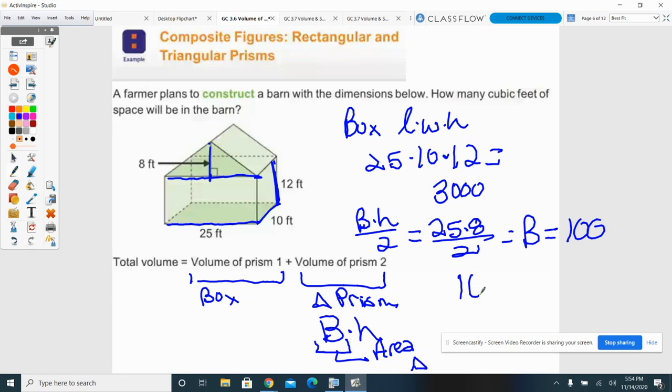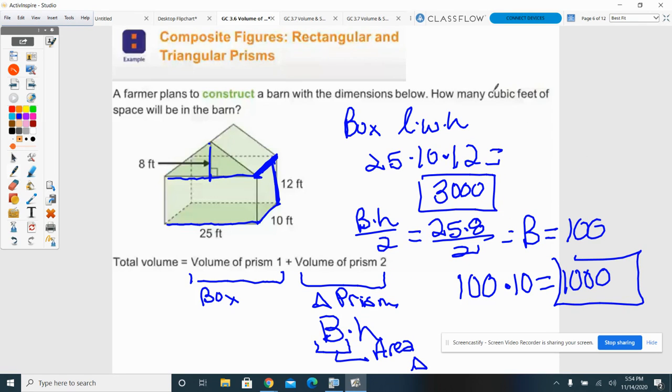So what is the height? The height is what connects the two bases, which is this guy right here, and that's 10. So 100 times 10 is 1,000, and that's for the triangular prism. So you're going to take 3,000, add it to 1,000, and we will get 4,000 cubic feet for the whole barn.